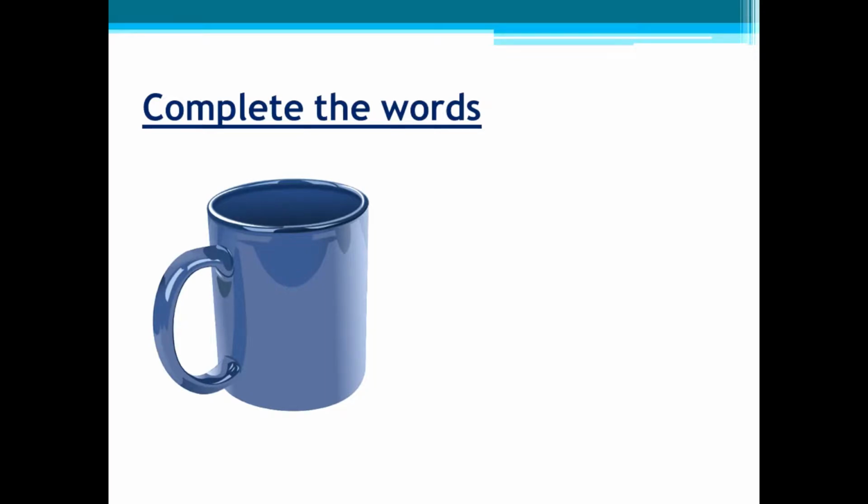Which is this picture? Yes, it is a mug. So, which are the sounds? M, A, G. Now, M and G are already written. And which is the letter I should write here for A? Yes, U. Very good. M, U, G, mug.